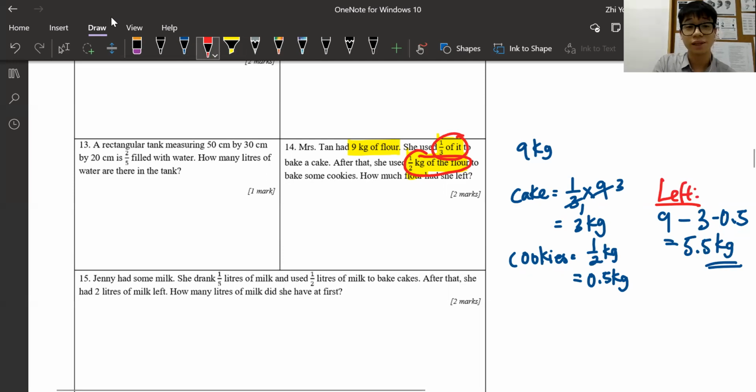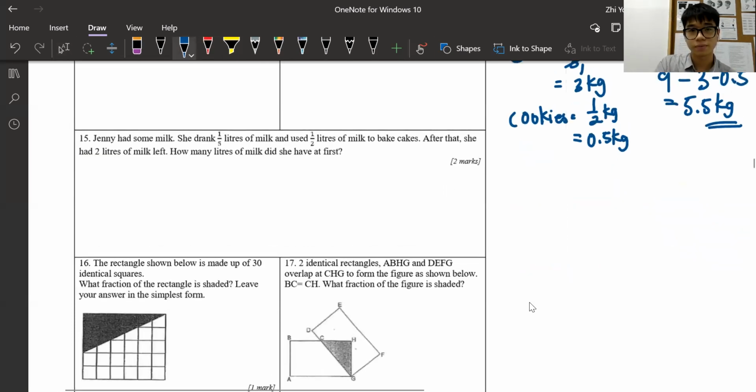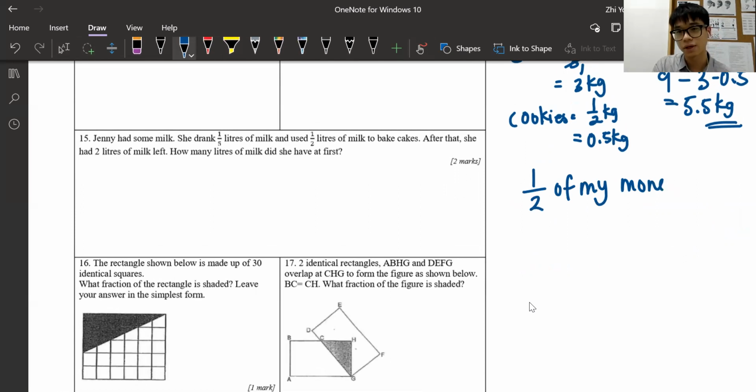Okay, let me just differentiate and give you another concept. Example, if there's a situation where I say, one day, I will give you half of my money. If I say half of my money, it means that, for example, if now I have $9, I will give you $4.50, half of my money. But if I just tell you that I give you $0.50, it means that I just give you 50 cents. So you need to always differentiate that.